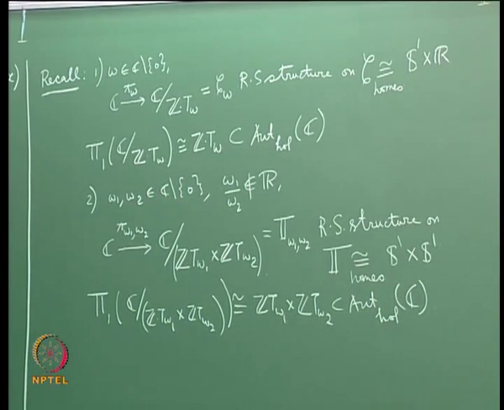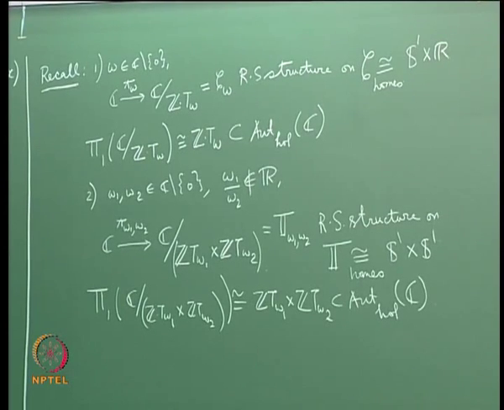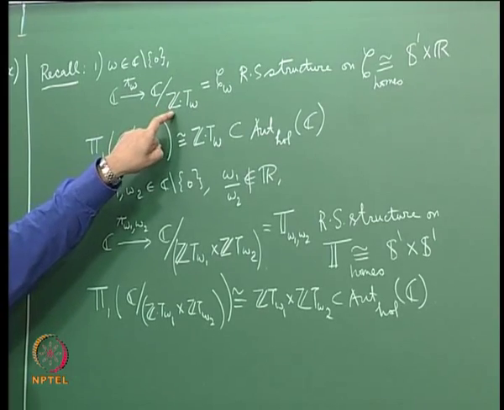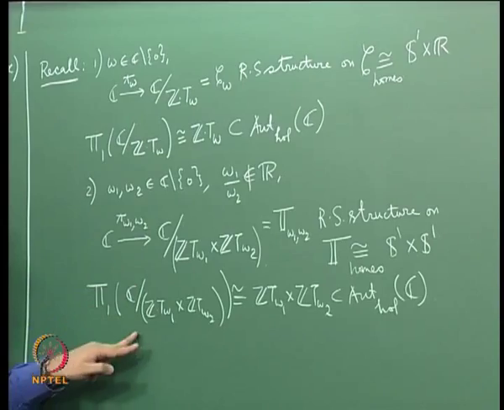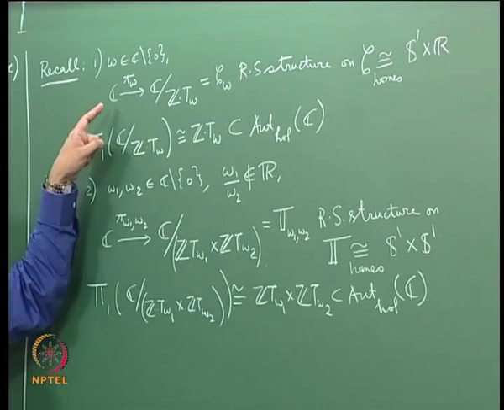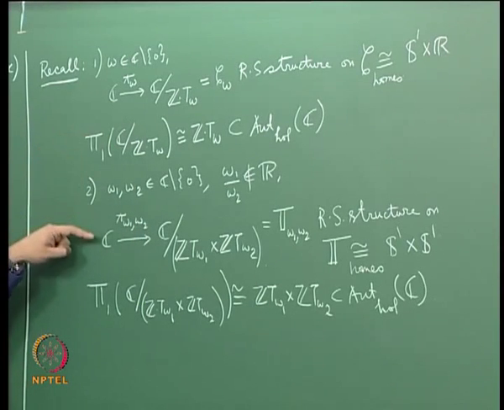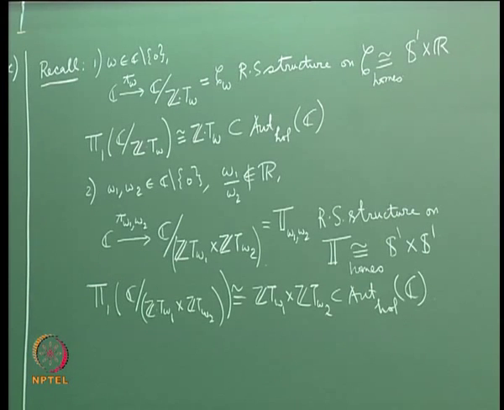Okay, so the question is, the fundamental group of the base space in both cases can be identified as a subgroup of the automorphisms of the cover, of the universal covering space. Okay, so why does this happen? We need to understand this. Okay, so that's what we are trying to now understand.